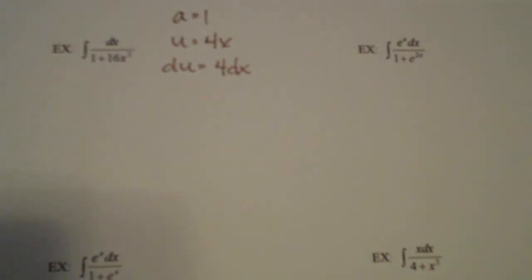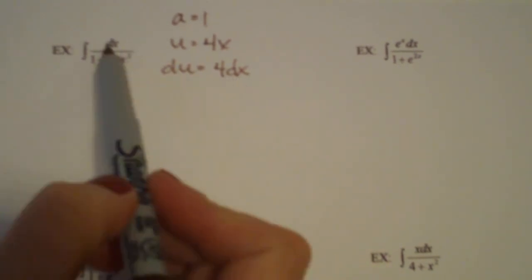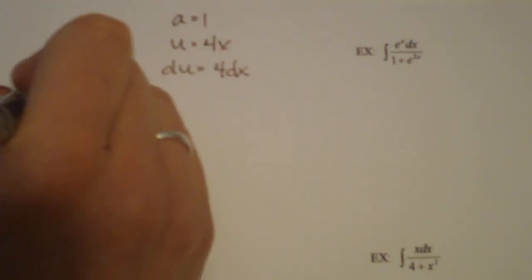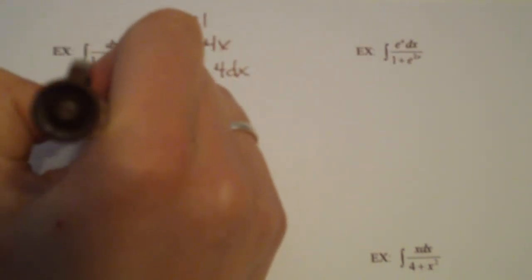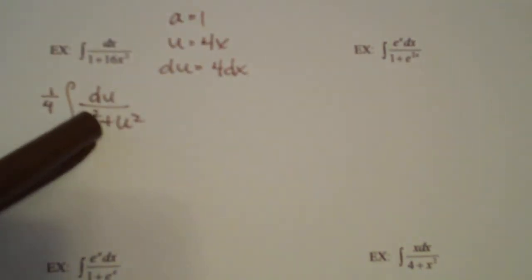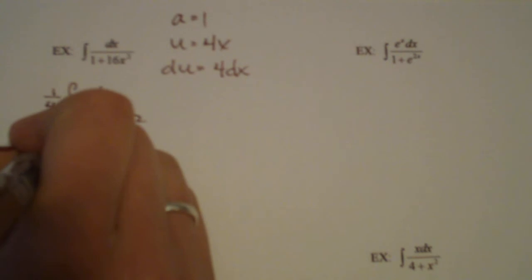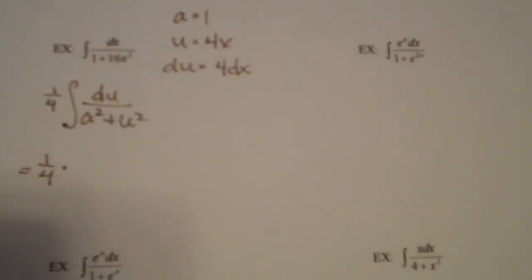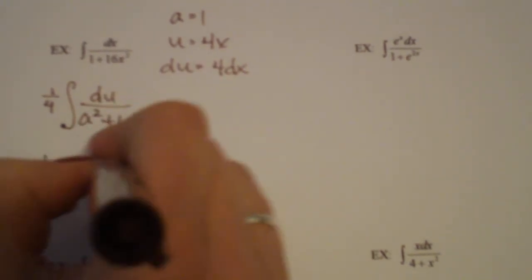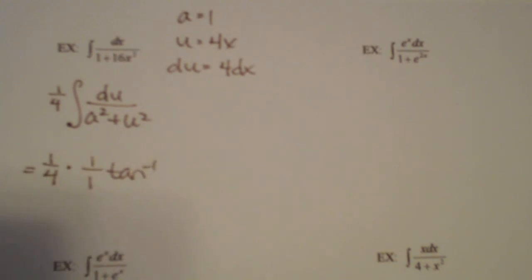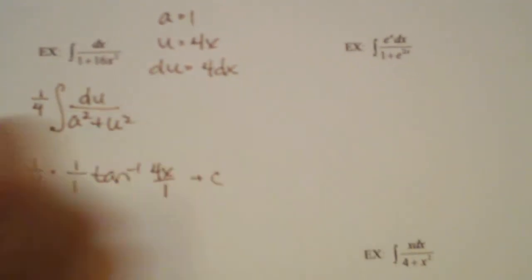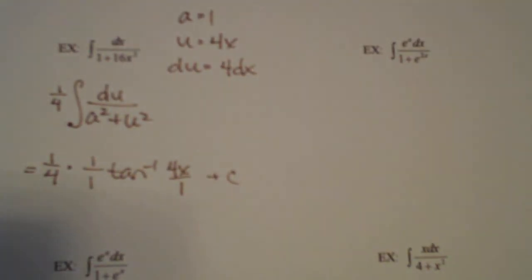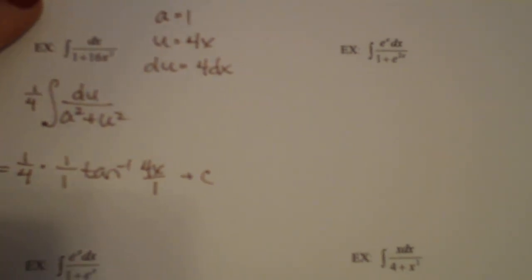So this is where we've got to watch out. Do I have that 4 in here? No. So I rewrite it as 1/4 the integral du over a squared plus u squared. That's my inverse tan formula. Final answer, 1/4 times. For inverse tan, what I have is 1 over a, so 1 over 1, inverse tan, u over a, so that's 4x over 1, plus c. Now, of course, I don't need all these 1 over 1s and 4x over 1s. I'm just trying to reiterate the point to you, okay?